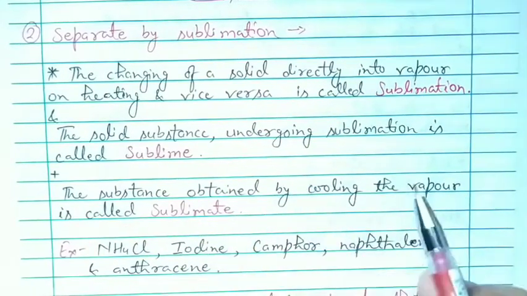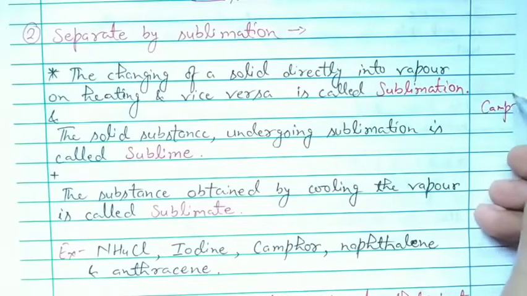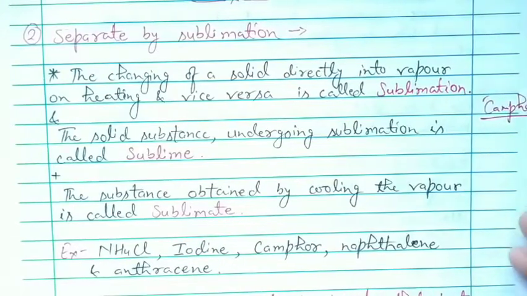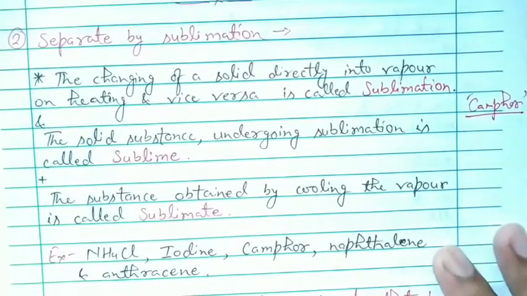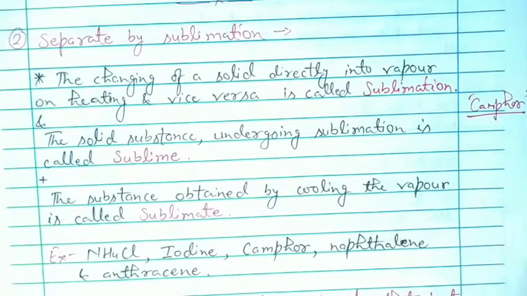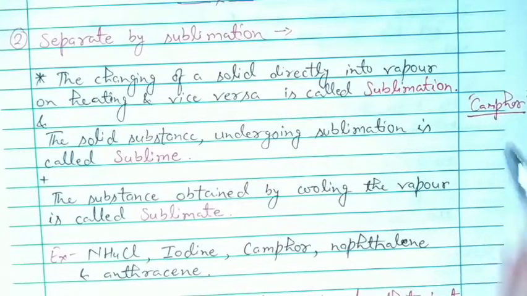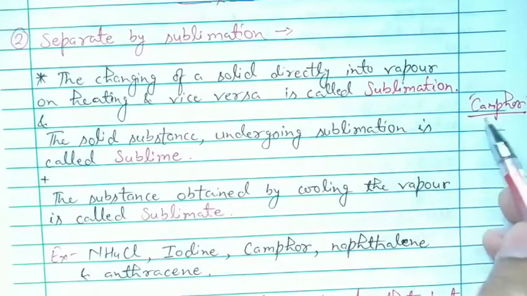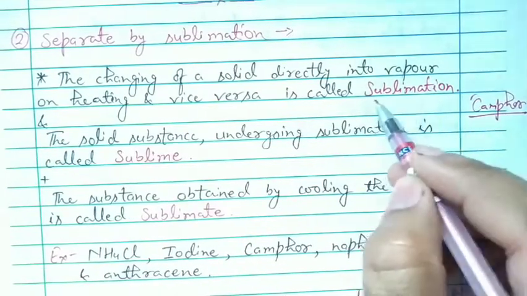For example, we already know camphor, which is a very important part of our daily life, in which we do the worship and all. So camphor is very much used. When we heat it, it directly vaporizes from the solid state. This process is called sublimation. From solid to gas or from gas to solid, both are known as sublimation.